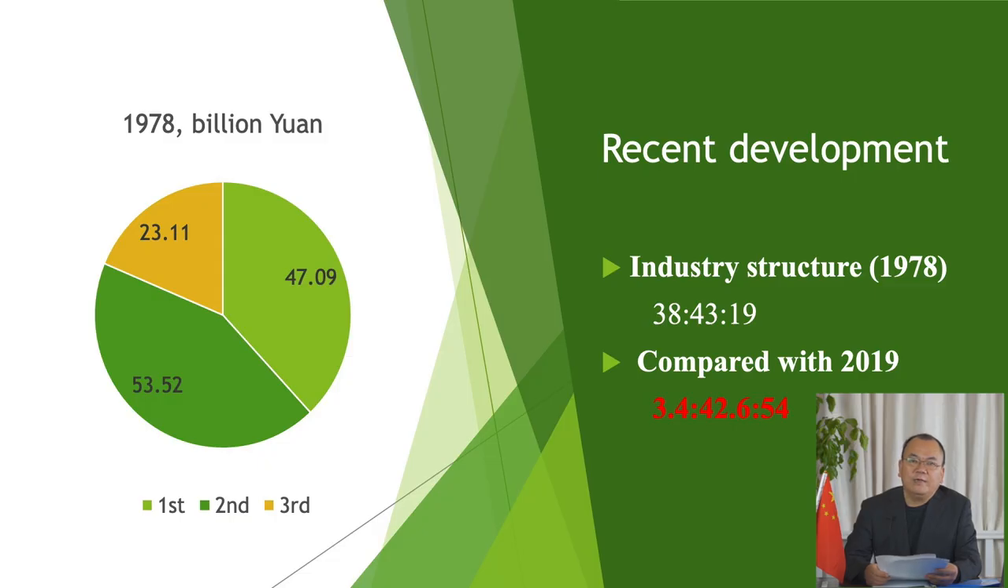The recent development could also be shown in the industrial structure. You can see in this picture, in 1978, Zhejiang province's first industry, mainly agriculture, takes 38%. In the cake, the figure is billion yuan, and the percentage is 78. And it has a poor service industry, only 19%. Remember the figures from last year, in 2019, the first industry, agriculture, has only 3.4%, while the service industry takes 54%.